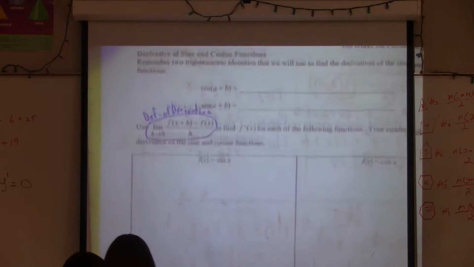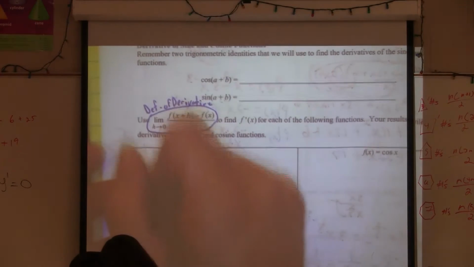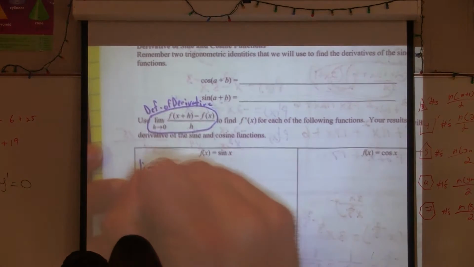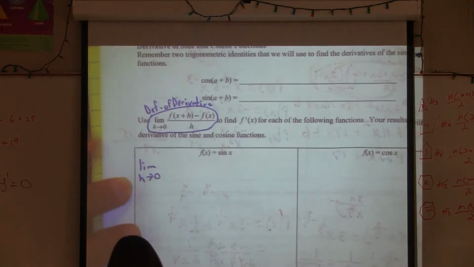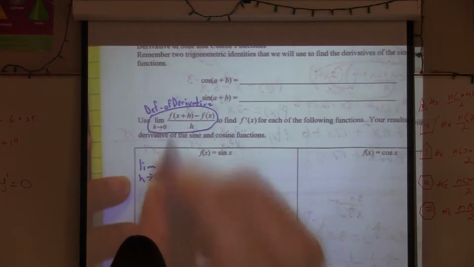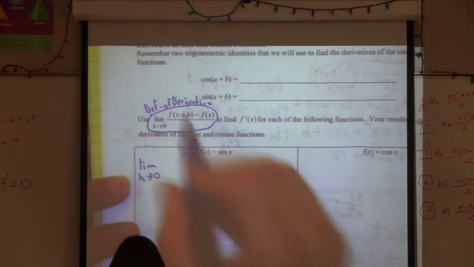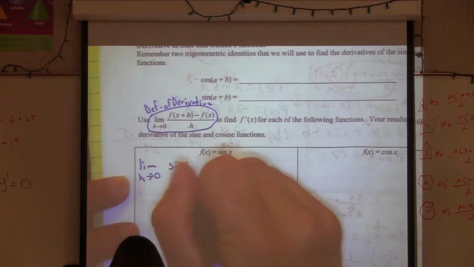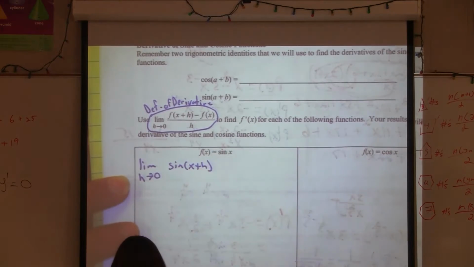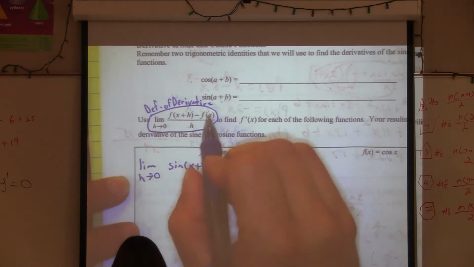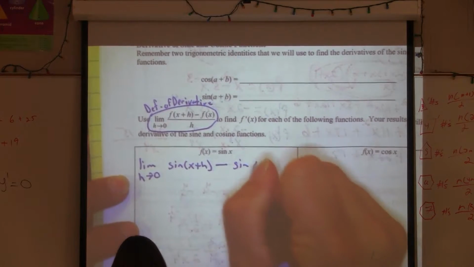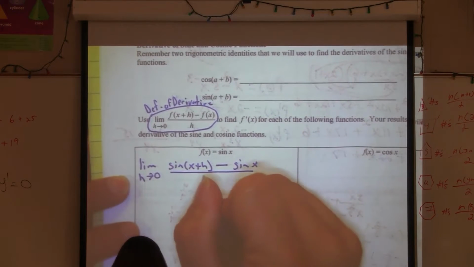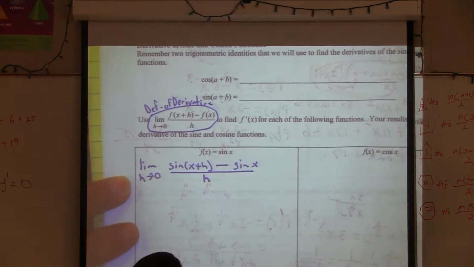So let's get it started, alright? We need to find the limit as h approaches 0 of f of x plus h. So what would that give me if I put x plus h there? Sine of x plus h minus f of x, which is just sine of x, all over h. Okay?